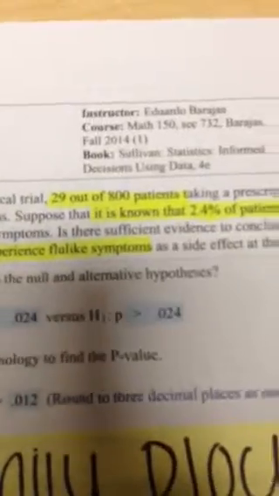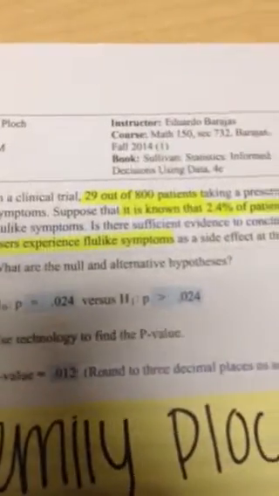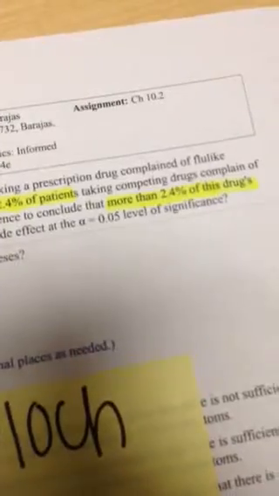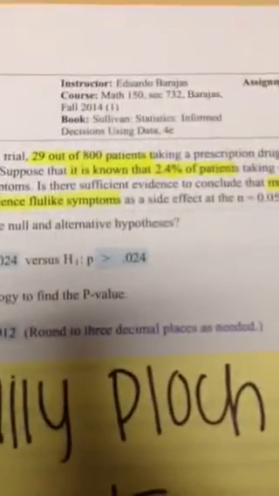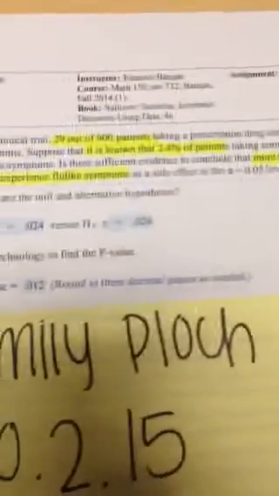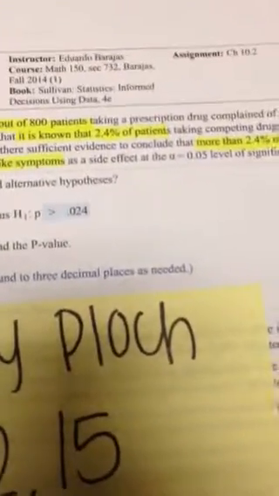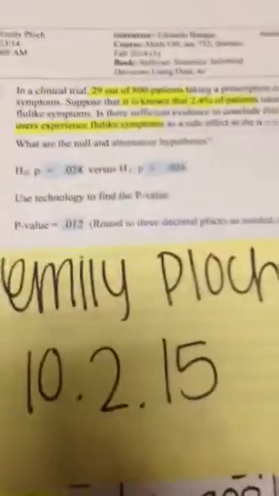Okay, so the question is, in a clinical trial, 29 out of 800 patients taking a prescription drug complained of flu-like symptoms. Suppose that it is known that 2.4% of patients taking competitive drugs complain of flu-like symptoms. Is there sufficient evidence to conclude that more than 2.4% of this drug's users experience flu-like symptoms as a side effect at the significance level of 0.05?